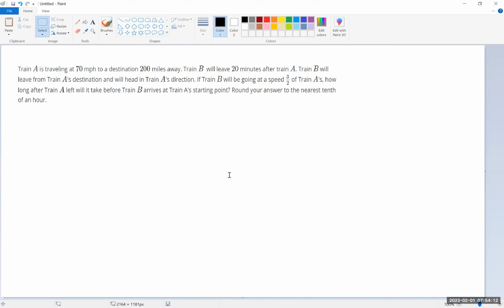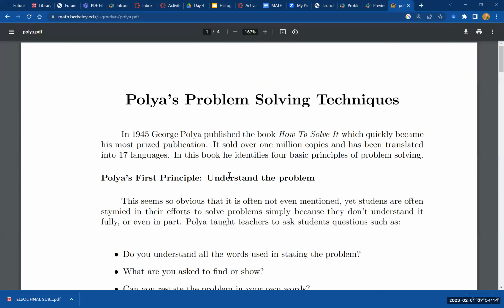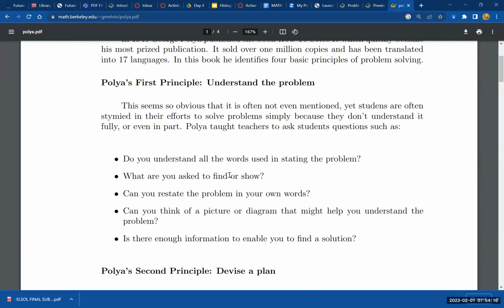So the very first principle is understanding the problem. Do you understand all the words? In stating the problem, what are you asked to find or show? Can you restate the problem in your own words? Can you think of a picture or diagram that might help you understand the problem? Is there enough information to enable you to find a solution?